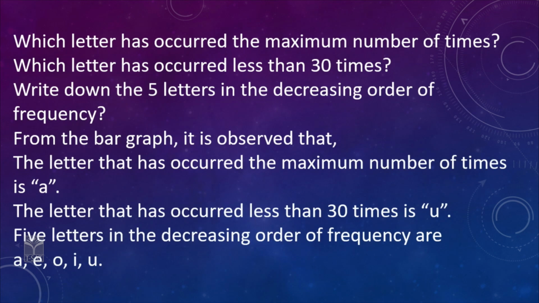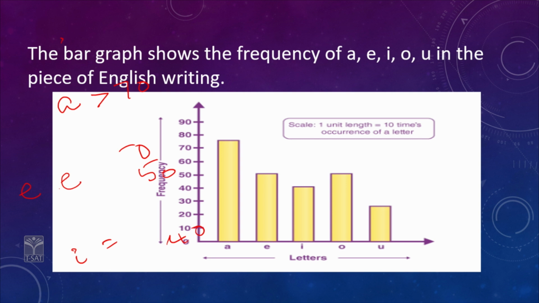Next, 5 letters in the decreasing order of frequency. Okay. Now, we will see. First one we will consider as A, correct? And the next one is E. Next comes O. Next comes I. And the next comes U, correct? So, AEOIU is according to their frequency, in descending order. Okay.